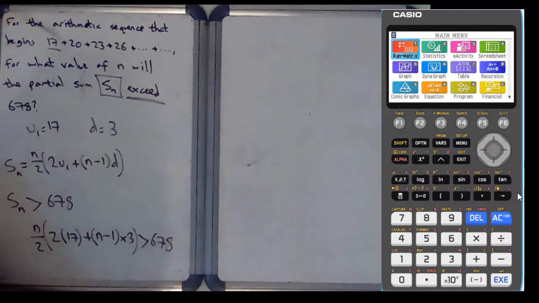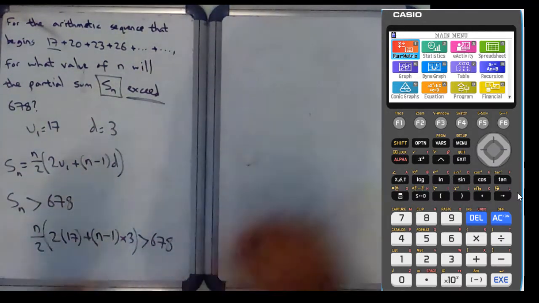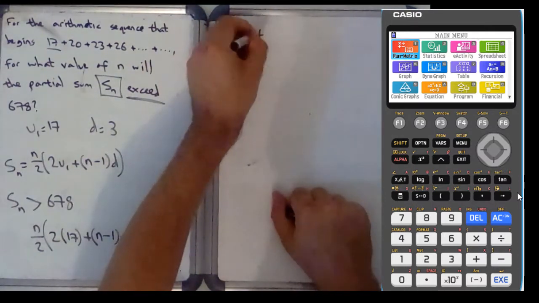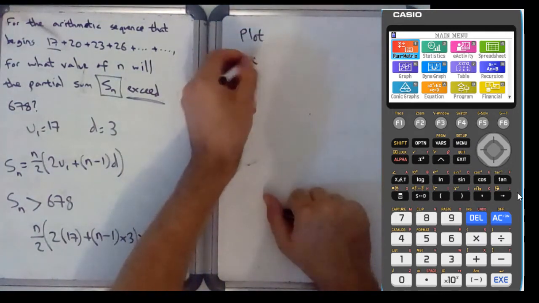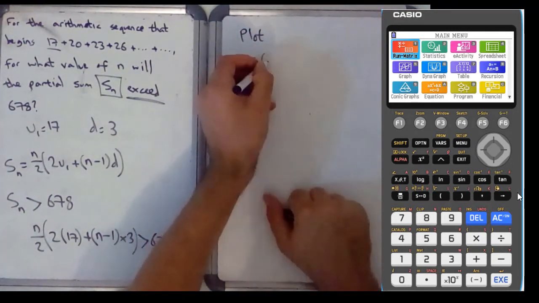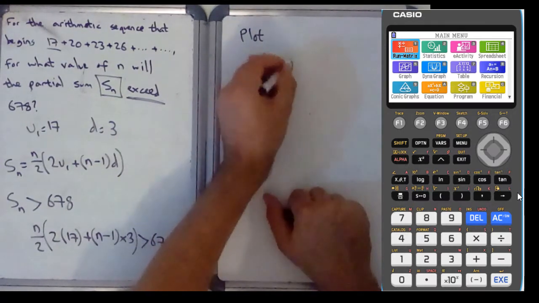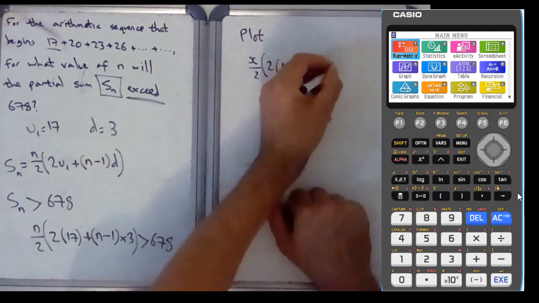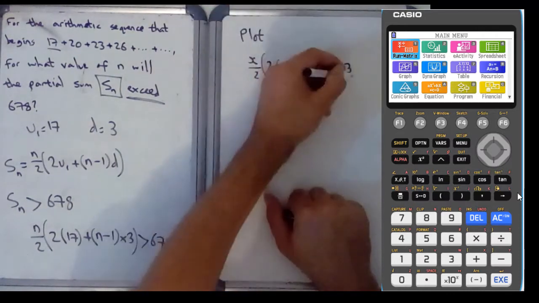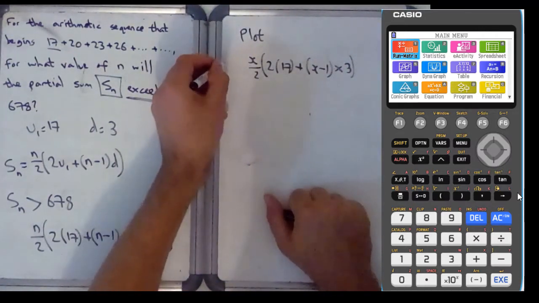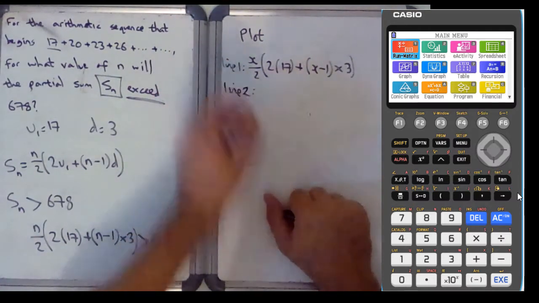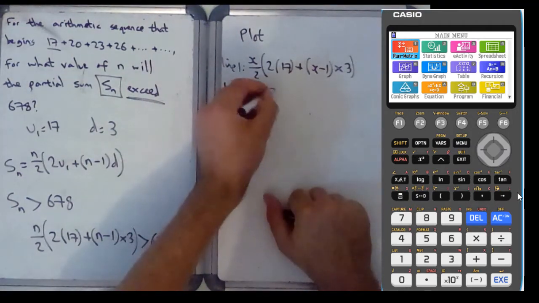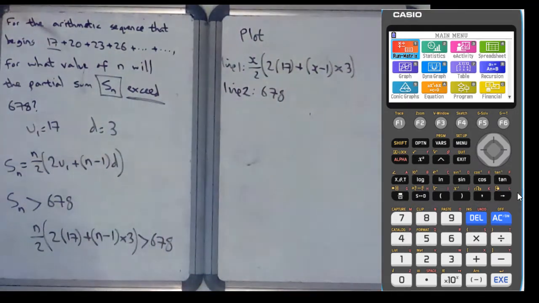So what I am going to do is plot the graph. I'm going to plot x over 2 times (2 times 17 plus (x minus 1) times 3), like that, and that's going to be line 1. And I'm going to plot line 2, which is just going to be y equals 678, and I'm just going to see where they cross, and that's going to tell me the value of n that n needs to be greater than.